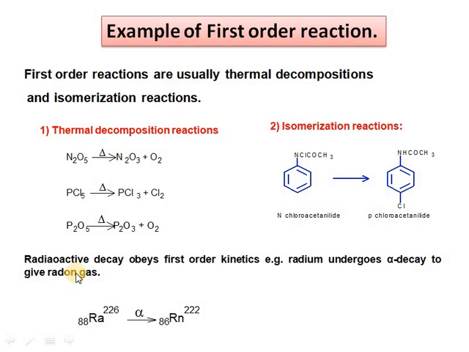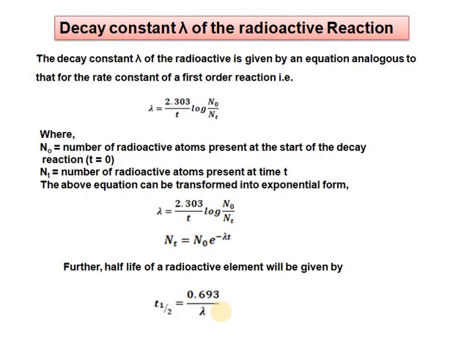Similarly, radioactive decay obeys first order kinetics, as radium undergoes alpha decay to give radon gas. Radium goes to radon by losing an alpha particle. It is also first order kinetics. Now we come to a very important point.